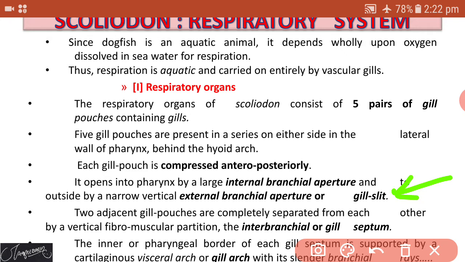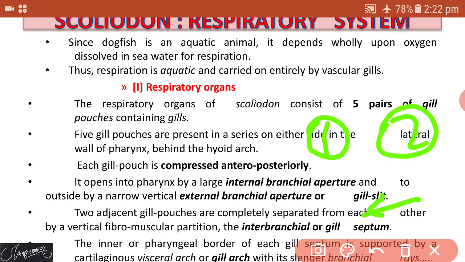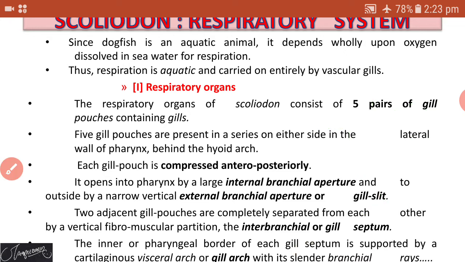Two adjacent gill pouches are completely separated from each other by the interbranchial or gill septum. Suppose this is the first gill, this one is the second gill. These two gill pouches are separated by a septum, and that septum is called the interbranchial or gill septum. Then the inner or pharyngeal border of each gill septum is supported by a cartilaginous visceral arch, which is also called the gill arch. This gill arch with its slender branchial rays can support the gill filaments, gill pouches, and gill septum.